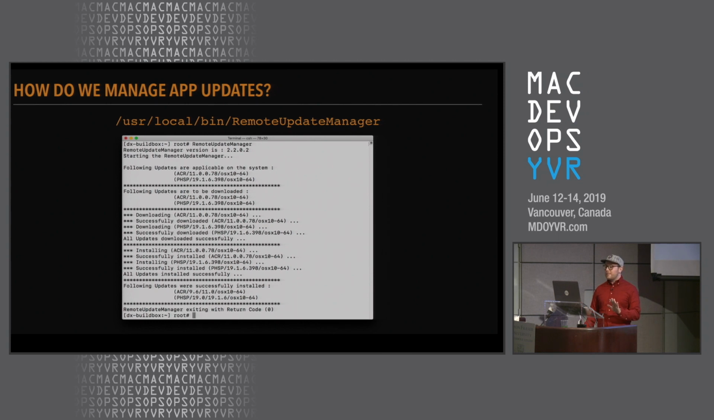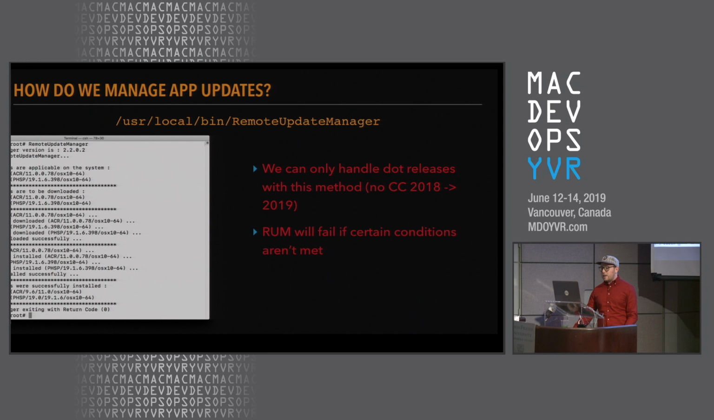It's very simple. It just installs updates in the background like you would expect it to, but it comes with a couple of caveats. You can only install .releases with this tool. You can't install a full revision, like go from CC 2018 to CC 2019. And RUM will fail if certain conditions are met. That's basically a nice way of saying that RUM is a little bit fragile.